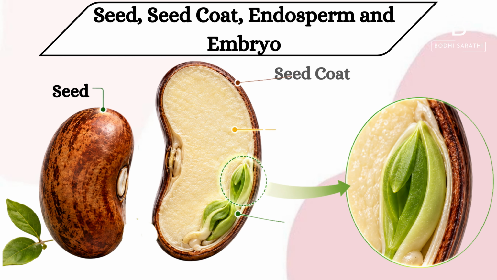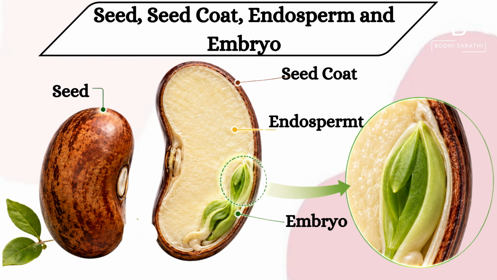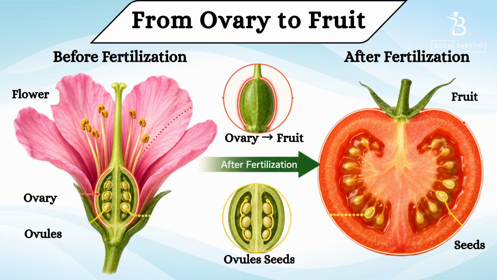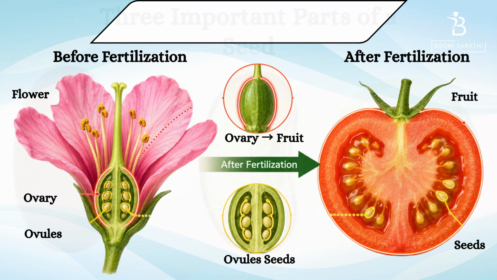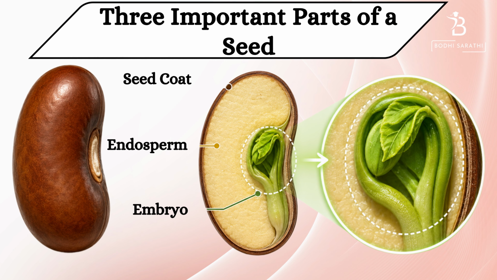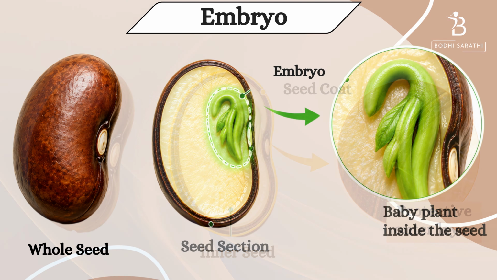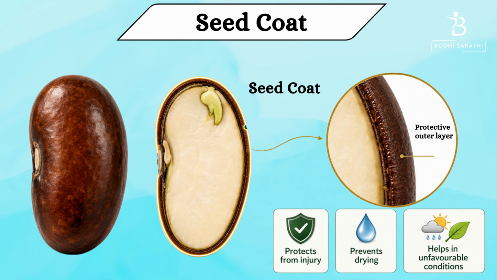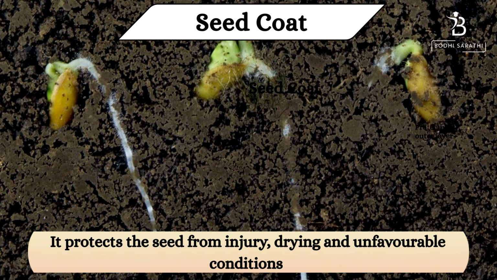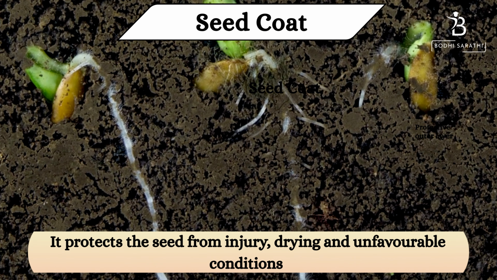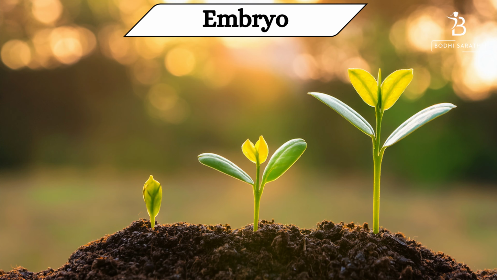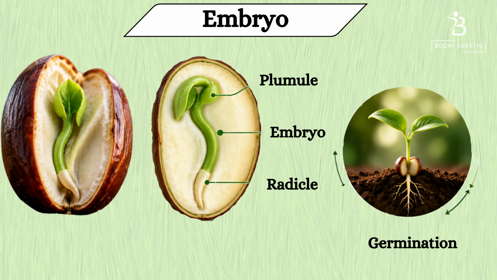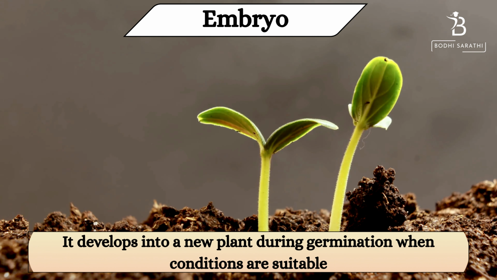Seed, seed coat, endosperm, and embryo. After fertilization, the ovary develops into a fruit and the ovules develop into seeds. A seed has three important parts: seed coat, embryo, endosperm. Seed coat. The outer protective covering of the seed. It protects the seed from injury, drying, and unfavorable conditions. Embryo. The young plant inside the seed. It develops into a new plant during germination when conditions are suitable.